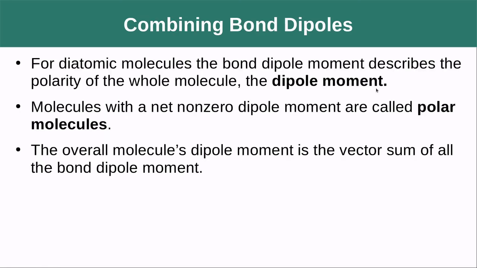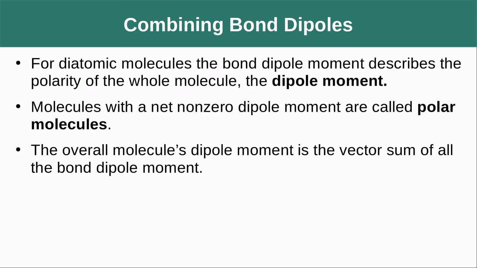So for diatomic molecules like we just saw, it's pretty easy. We only have one bond, okay? And the polarity of the whole molecule is described by that single dipole moment. Molecules with a net non-zero dipole moment are called polar molecules. So we're going to see that we can combine those bond dipole moments together to get a molecular dipole moment. When that molecular dipole moment is not zero, we get a polar molecule.